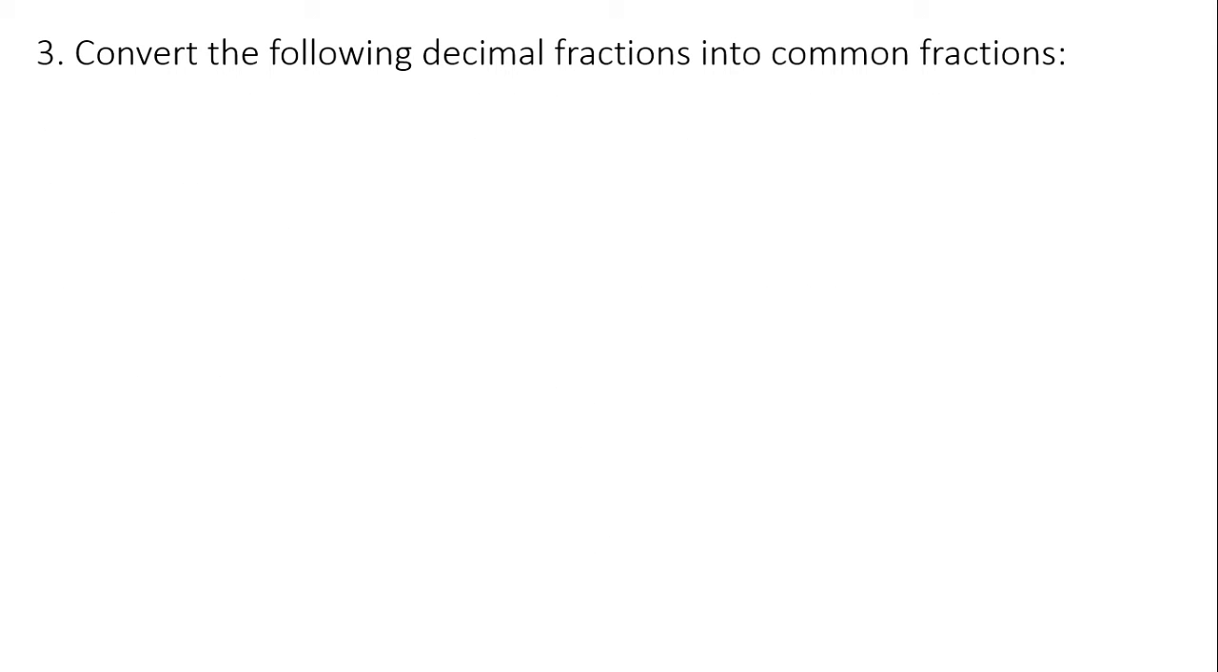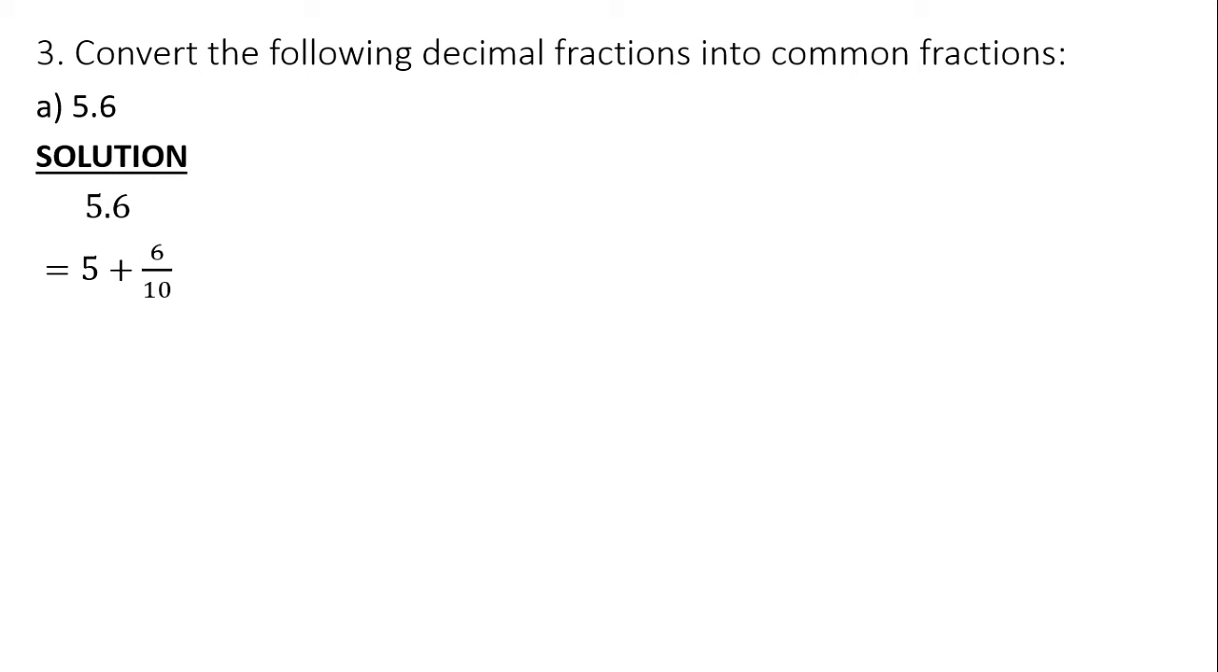Question 3. Convert the following decimal fractions into common fractions. We have 5.6. Now, the digits before the decimal point are always whole numbers. After the decimal point, that is a fractional part. So 5 is a whole number. The first decimal after the decimal point is a tenth. The place value of that 6 is a tenth, meaning denominator 10. So we have 6 over 10. So we have 5 plus 6 over 10.